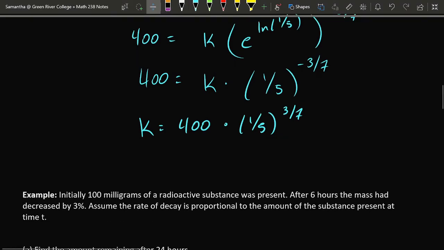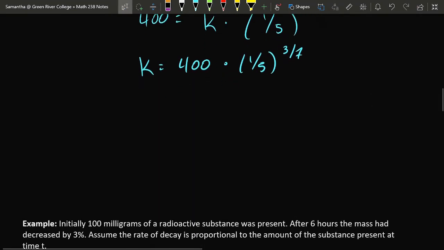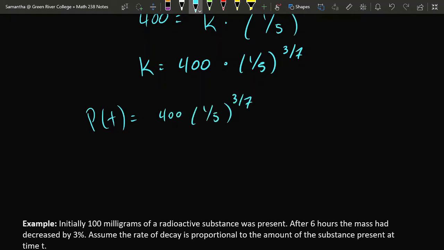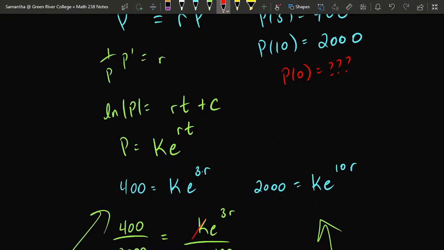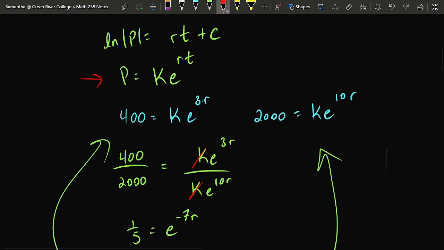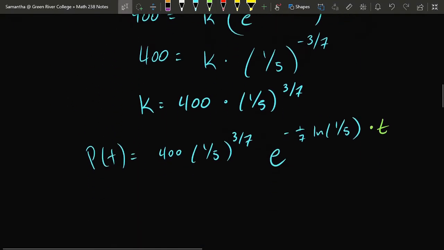So what does our differential equation become? If I write it in exact terms with no decimal approximations, we now know that the population at time t is equal to 400 (1/5)^(3/7) e^(-1/7 ln(1/5) t), because that's our r, multiplied by t. All I've done is go back into the general equation that we found, P equals k e to the rt, replaced k with the value that we calculated, and replaced r with the value that we calculated.